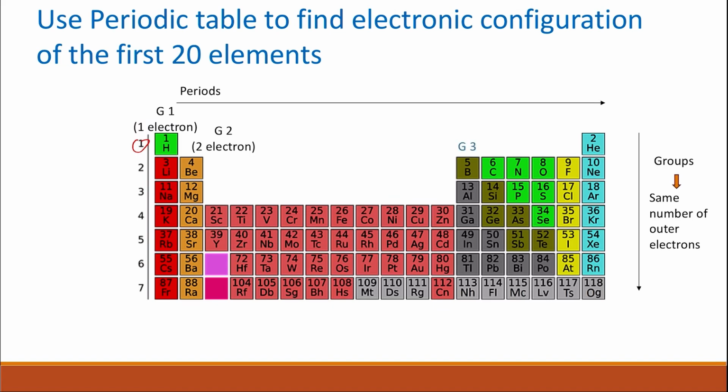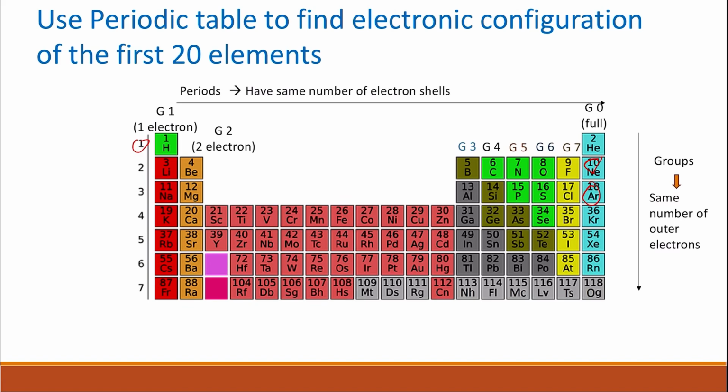And then group 3 has 3, group 4 has 4 electrons, and so on until we reach group 0 elements, where they have the full electronic shell. The group 0 elements will all have a full electron shell. So the first element of these, helium, will have only 2 electrons, but all the other elements in group 0 will have 8 electrons in their outermost shell.